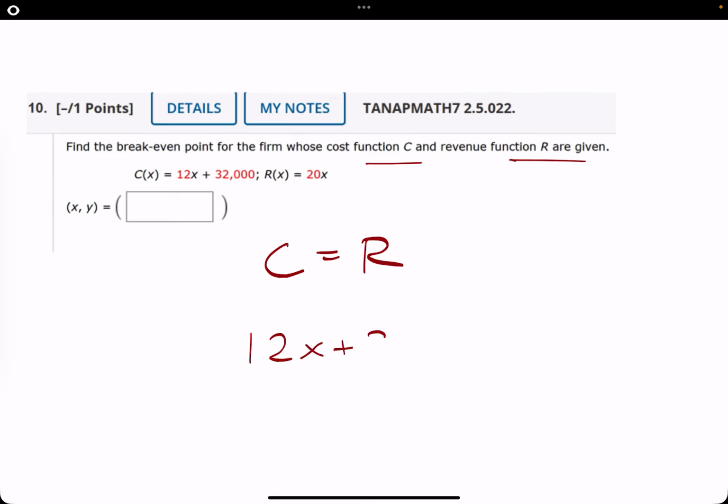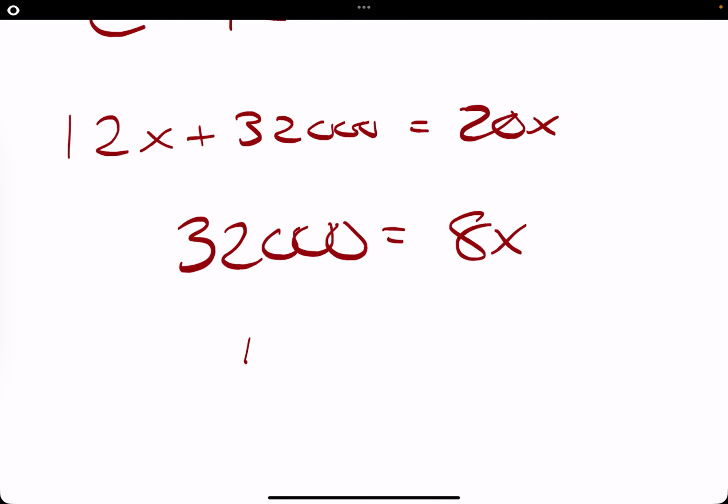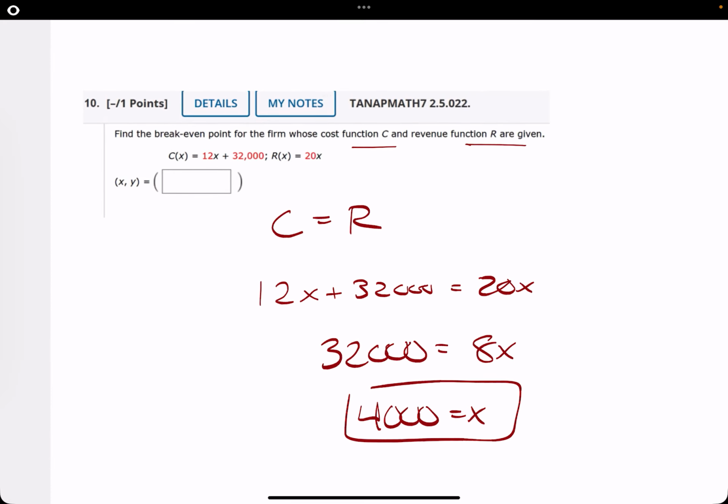So when we set these equal, we subtract 12x, and we get 8x, and then we divide by 8, and we get 4,000 equals x. So that's just the quantity. That is just the x value. So then the question is, how do we find the corresponding y value? Corresponding y value, what they mean is just what is the cost or what is the revenue? Like what's the dollar amount when the quantity is 4,000? And you can plug it into either equation because we found where cost and revenue were equal. So it doesn't matter which one you plug it into.